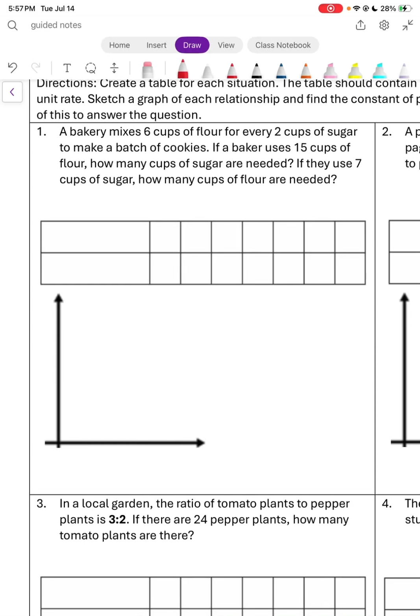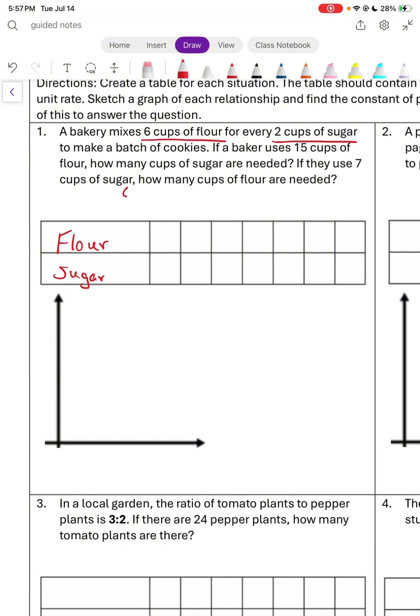Okay, in this video we're going to try to include everything that you're going to need to know completely about proportions. Now first off, let's read the problem. A bakery mixes 6 cups of flour for every 2 cups of sugar. So what we're going to do in our table here, let's go ahead and make a table. We got flour, we got sugar, and let's start with this ratio that they're giving us.